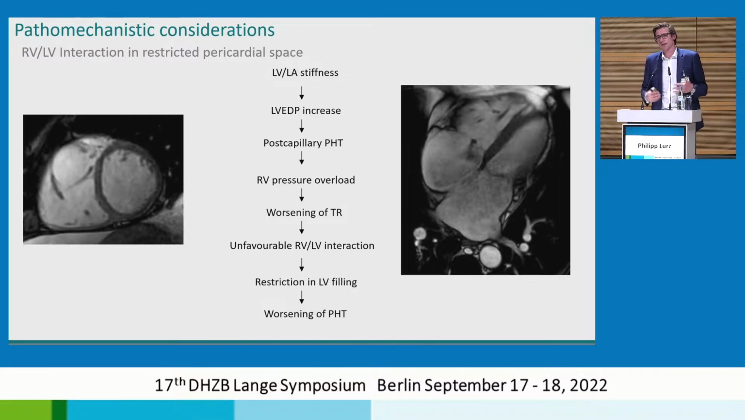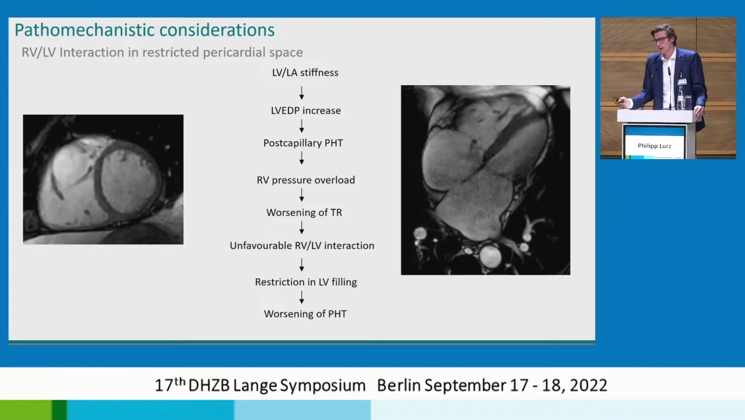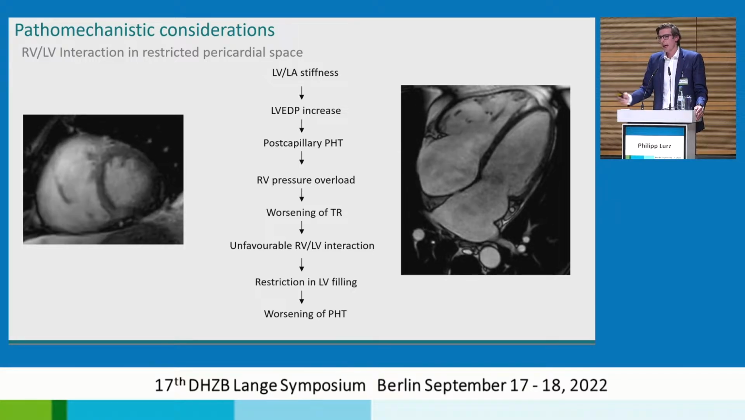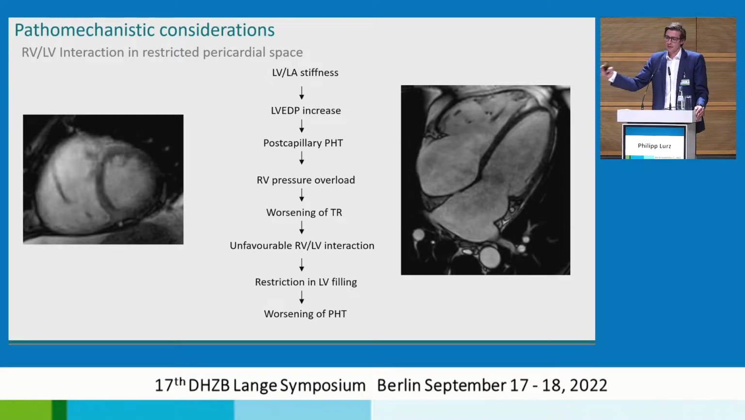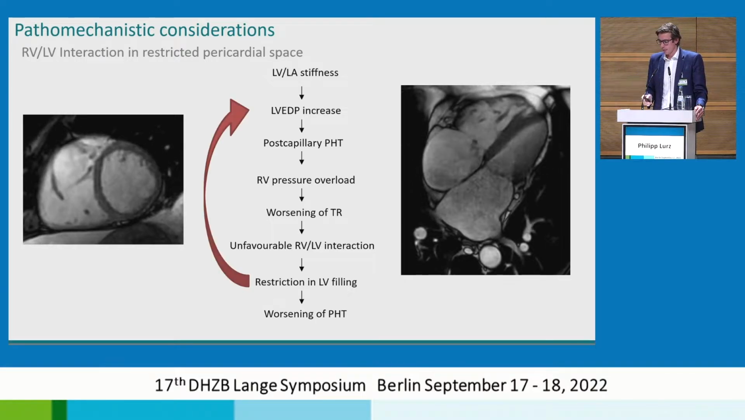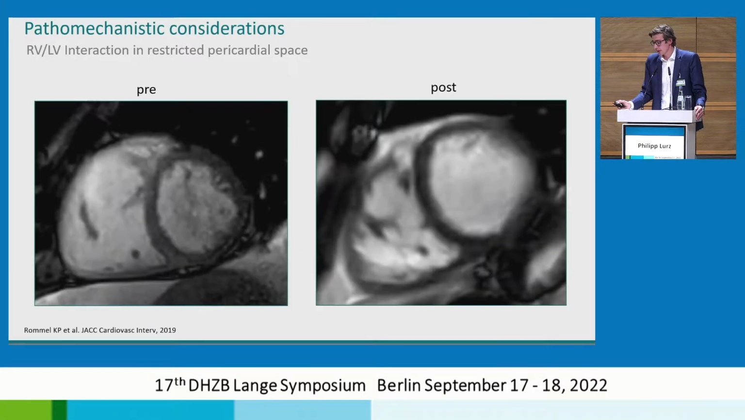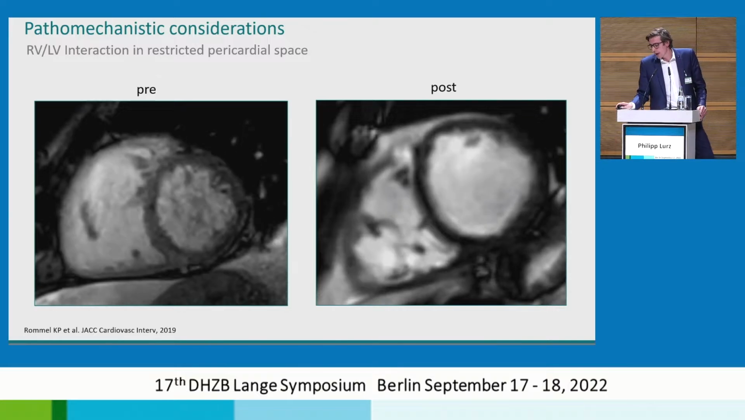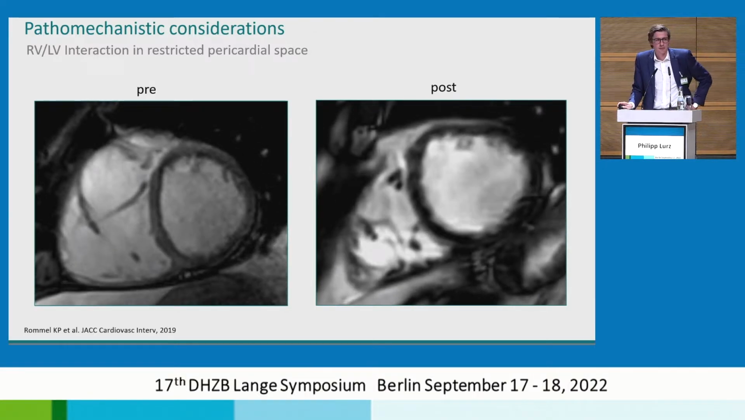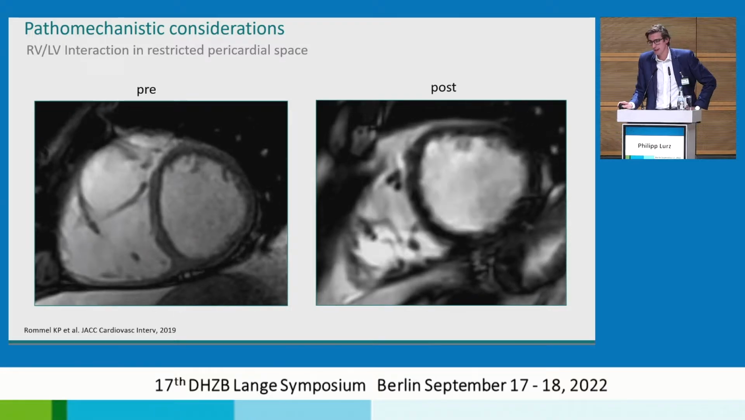The RV, because of its dilation, gets bigger. We have abnormal septal motion. The septum is bowing to the left. And on top of diastolic dysfunction, that septal bowing is further restricting left ventricular filling. So this is certainly a vicious circle, which ideally can be broken and interrupted by a successful transcatheter therapy of TR, as in this case.